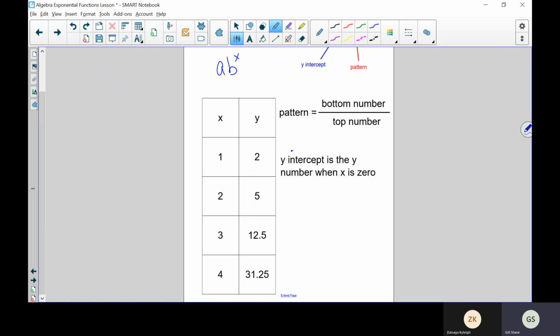And once you're done writing, just put your pencil down so I know. Are you done writing now? You copied all that down. You gotta write everything down. Everything except for the A, B, X, Y intercept, and pattern up top. You should have written that down from the page. So the table, the pattern equals bottom number divided by top number, and then Y intercept is the number when X is 0. I guess you don't have to write that if you wrote it before, but there's a reason why I put it again on the page.